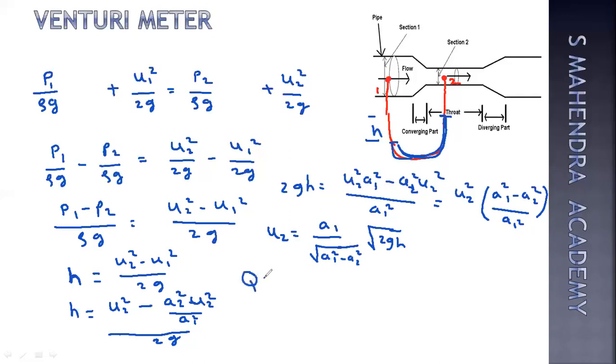the equation will be Q is equal to A2 into U2. So A2 will be the area of the throat and U2 will be A1 upon square root of (A1 square minus A2 square) into square root of 2gh. So this quantity Q is the theoretical discharge under ideal conditions.